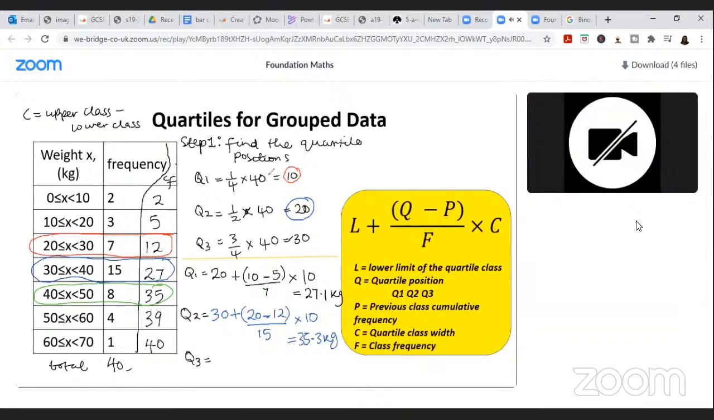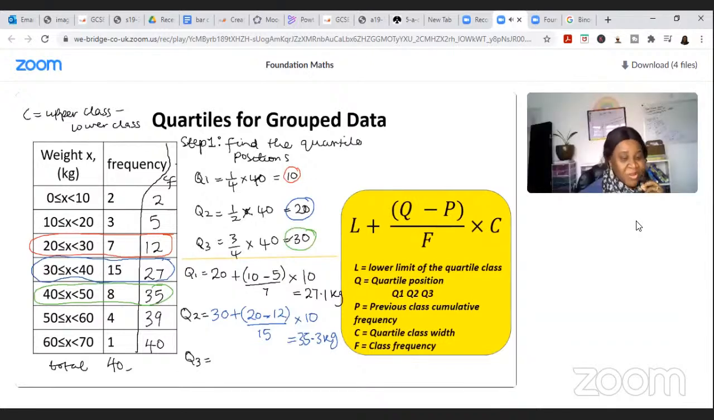Miss, why didn't you put it at the same class? Why didn't you put 30 in 30 to 40? Because that's not where we're looking. We're looking for the quartile position, and we're using our cumulative frequencies. So if you're counting, if this is 0 to 10, you have 1, 2 here, 3, 4, 5, 6, 7, plus 5 would be 12, plus 15 would be 27. So 28, 29, 30 would be inside this one.